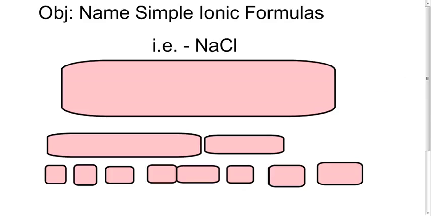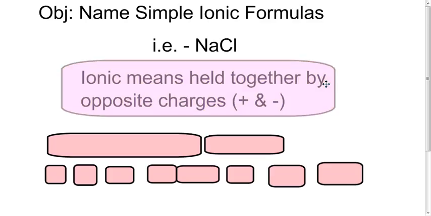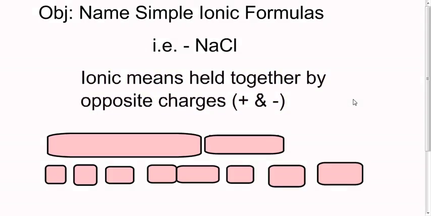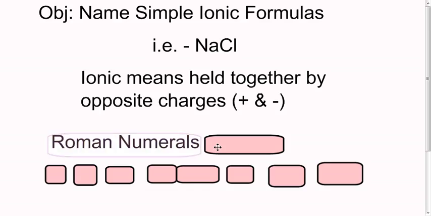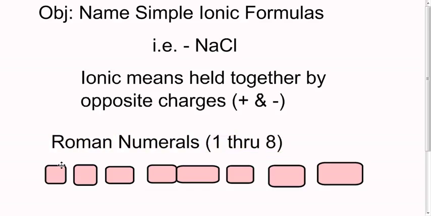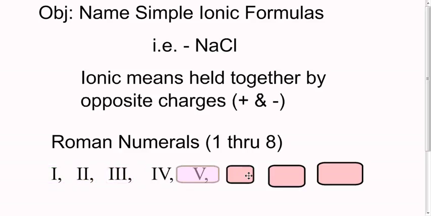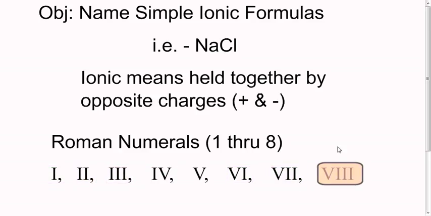The purpose of this is for you to be able to name simple ionic formulas. This is something like NaCl. Ionic means held together by the opposite charges of a positive and negative. And you're going to need to know your Roman numerals, and they are 1, 2, 3, 4, 5, 6, 7, and 8. There they are. I love Roman numerals.